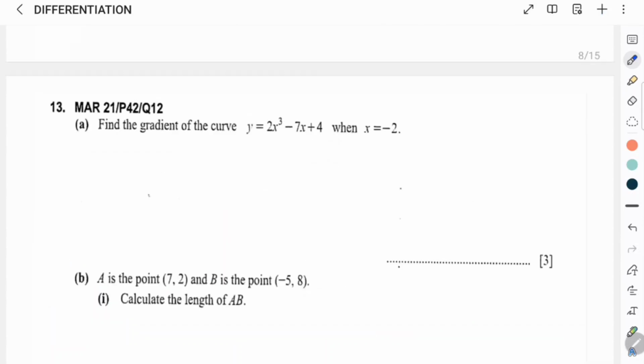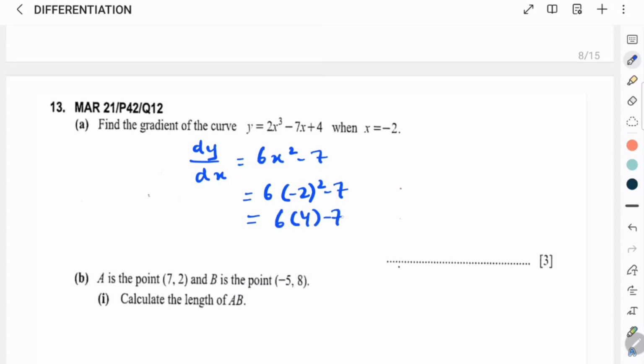The next question: find the gradient of the curve y is equal to 2x cubed minus 7x plus 4 at x equals minus 2. Gradient of the curve. So dy/dx is equal to 3 times 2, which is 6x squared, minus 7. At x equal to minus 2, what is the gradient? Put in the value, and it becomes 6 fours are 24 minus 7, and that is equal to 17.